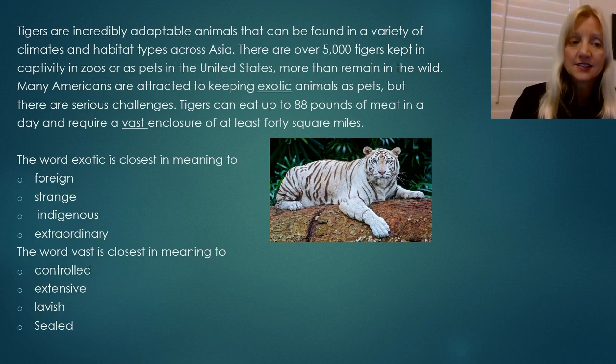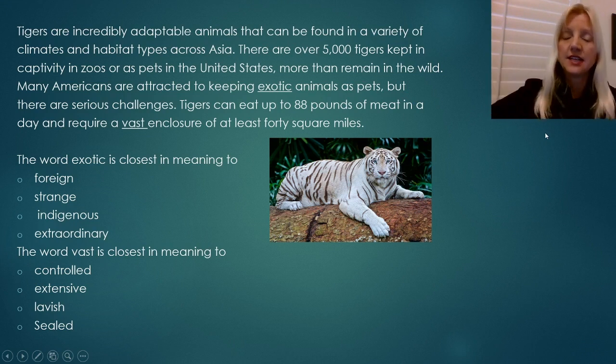Now, vast. Vast means extensive. So how do we know? Because the context tells us that they need 40 square miles in their enclosure. That's a lot of land. So the only one that makes sense is the second word, extensive, meaning that it extends over a broad area.